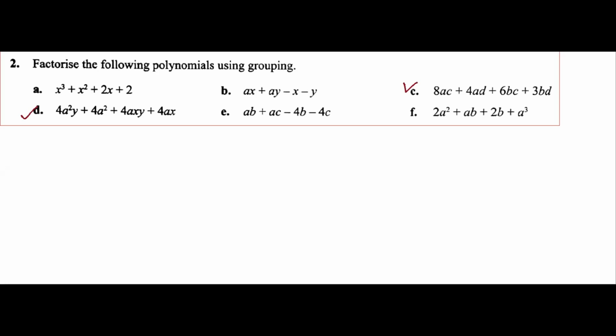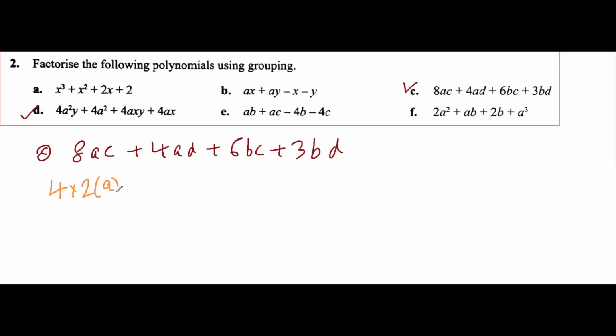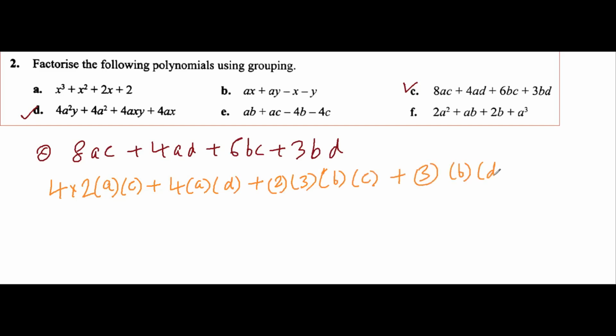Okay, so question number 2, it says factorize the following polynomial using grouping. So we need to group and then find the factors. So let me start with C. It says 8AC plus 4AD plus 6BC plus 3BD. What is common here? This 8 I can write as 4 into 2, then this is A, this is C. This I can write 4A into D. This 6 I can write 2 into 3, then B and C, plus 3, then again B and D.